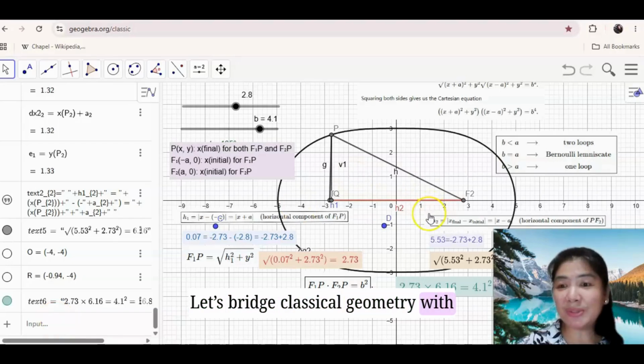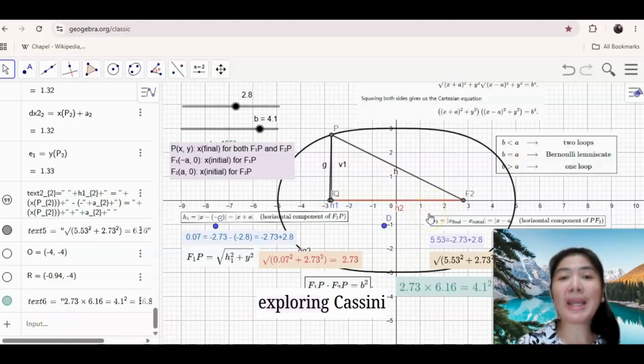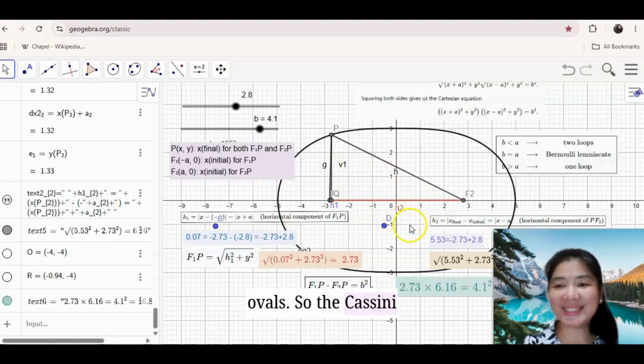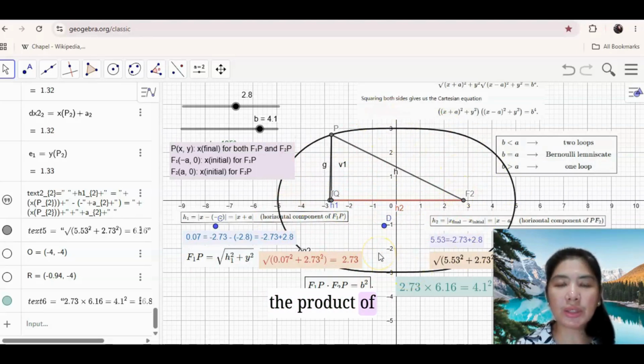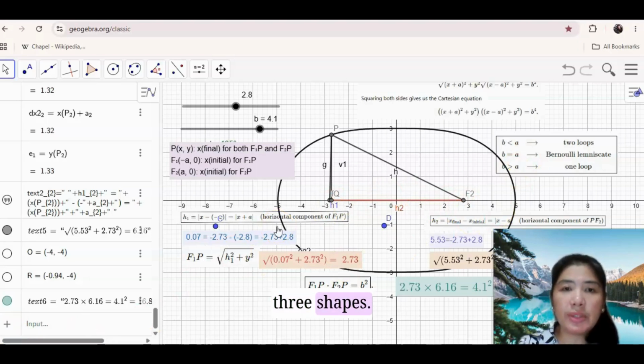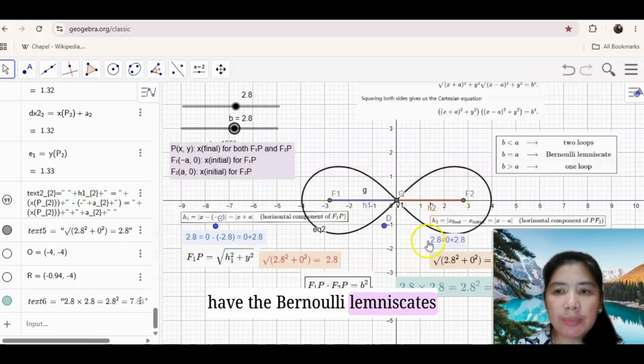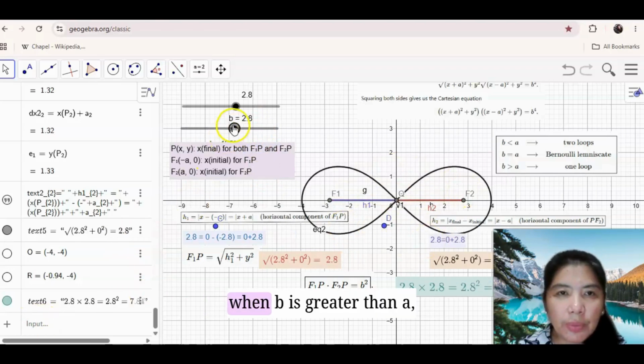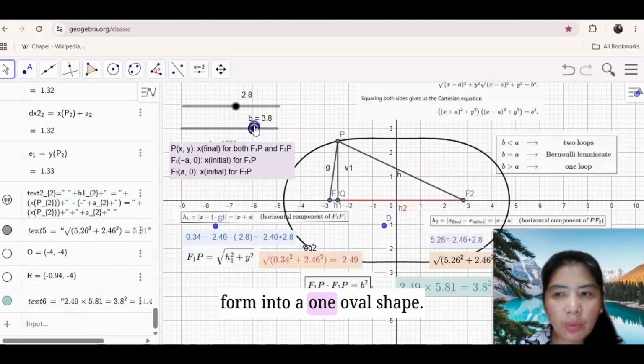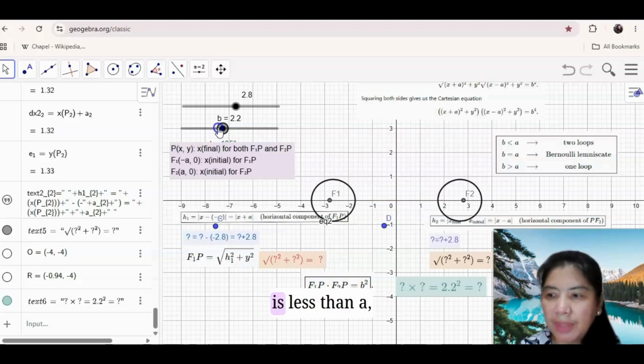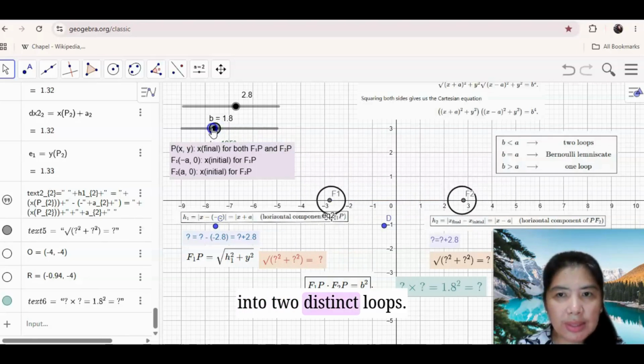Let's bridge classical geometry with modern fractal boundaries by exploring Cassini ovals. So the Cassini oval is defined as the locus where the product of the distances to two foci is constant. So these curves exhibit three shapes. When A is equal to B, we have the Bernoulli lemniscate. And when B is greater than A, they form into one oval shape. And when B is less than A, they separate into two distinct groups.